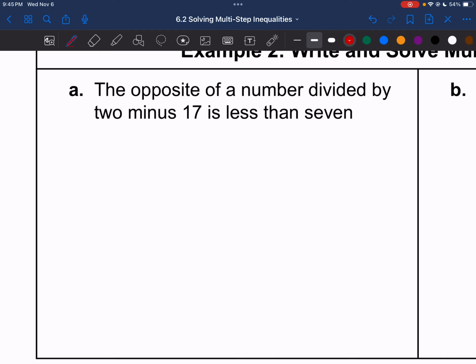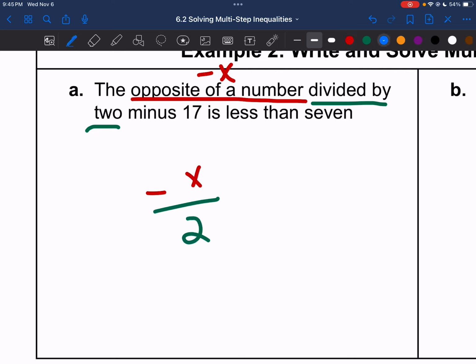So we have the opposite of a number. So that's going to be negative x. Okay, our next piece is divided by 2. So we're going to start off, we've got negative x divided by 2. And then we have minus 17 is less than 7. All right, so we just kind of went piece by piece through our words there, and we wrote in the pieces that we needed to include.